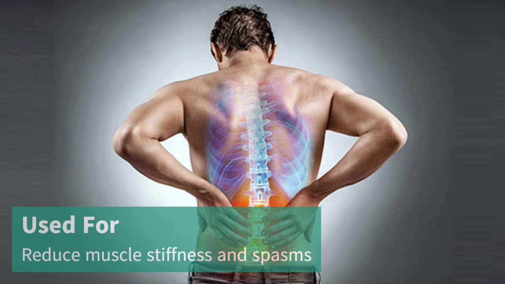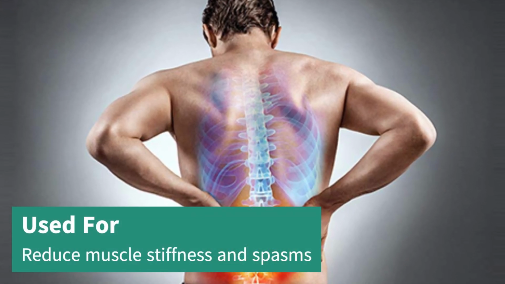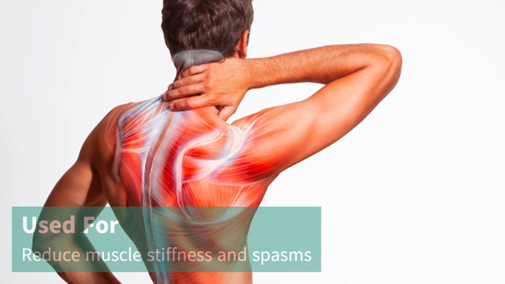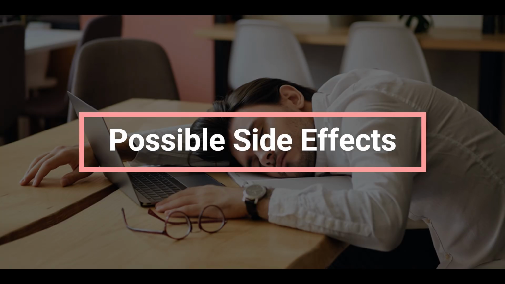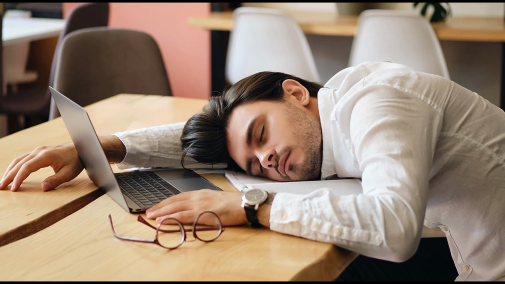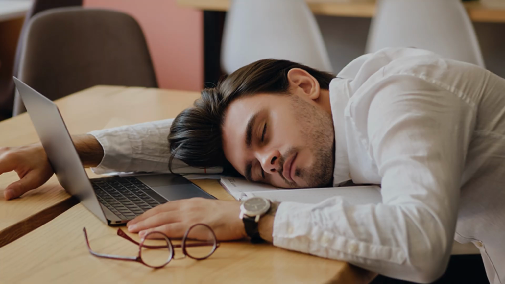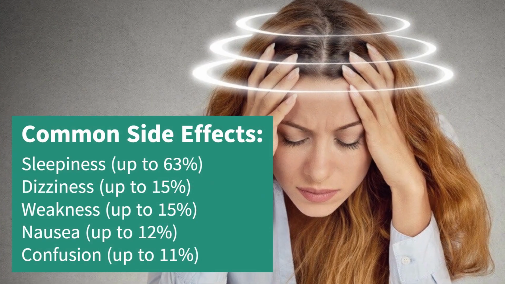What Baclofen is used for. This medication is specifically prescribed to reduce muscle stiffness and spasms associated with multiple sclerosis or spinal cord injuries in patients 12 years and older. Possible side effects of Baclofen. Some side effects may lessen over time as your body adjusts to the medication. It's important to monitor any changes and speak with your healthcare provider if symptoms persist or become severe.